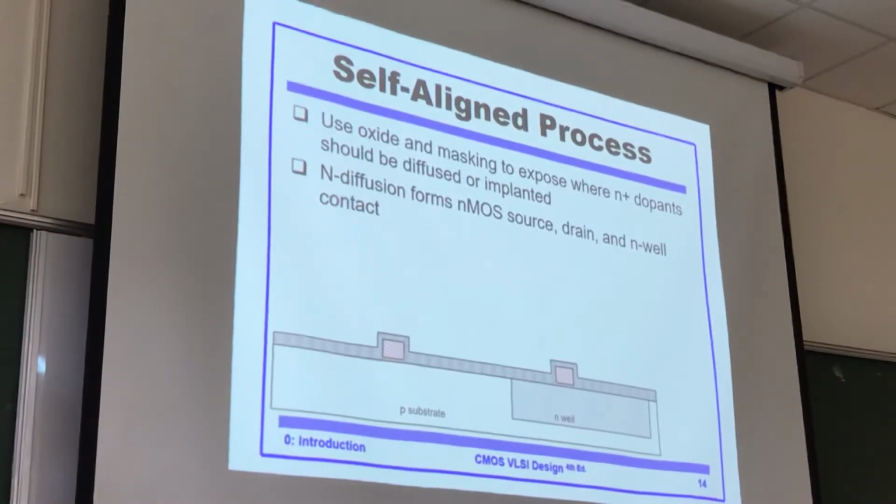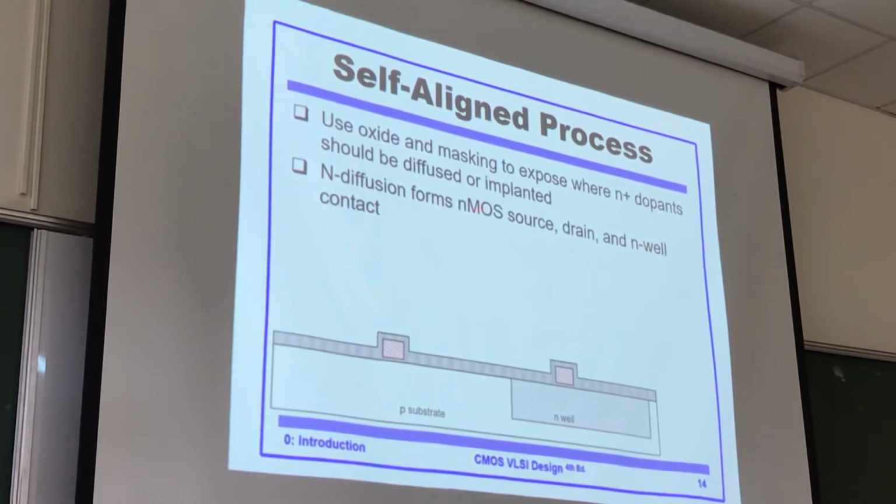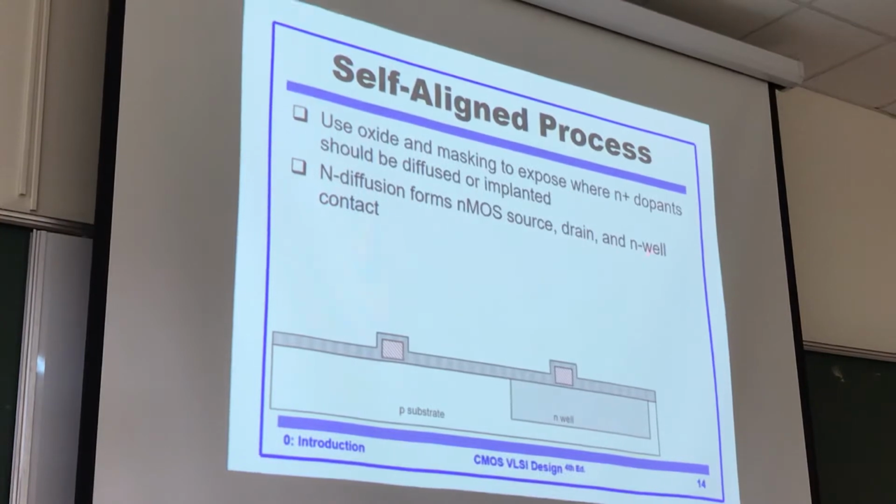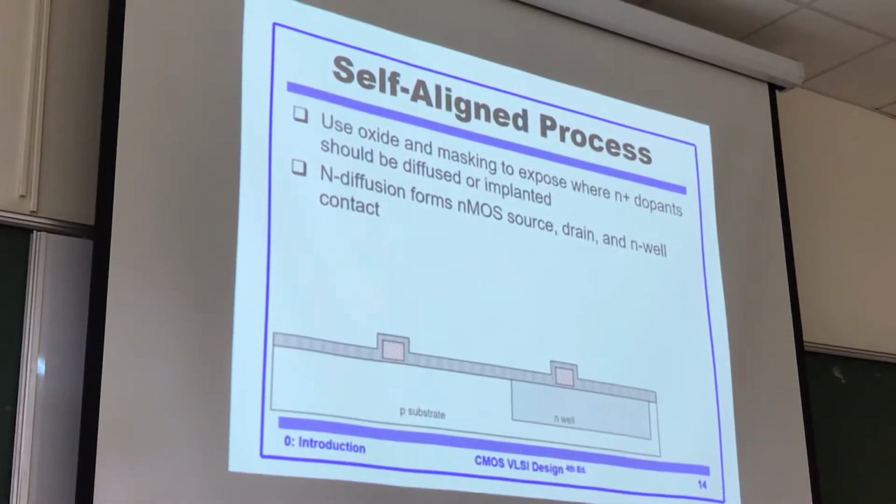And then we use oxide and masking to determine where the N diffusion should be diffused or implanted, either diffused or implanted. And the N diffusion forms an N-plus junction at the N-well contact. That's what we are going to do. It's not done yet. We now have the silicon wafer, but we are going to do this.